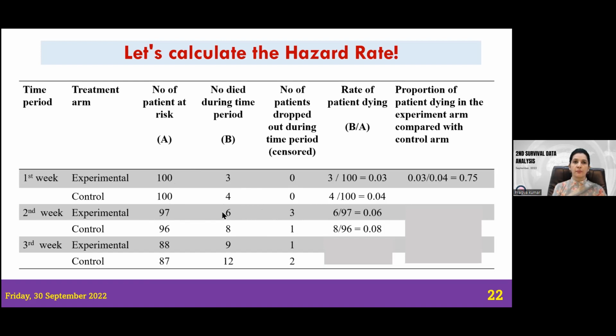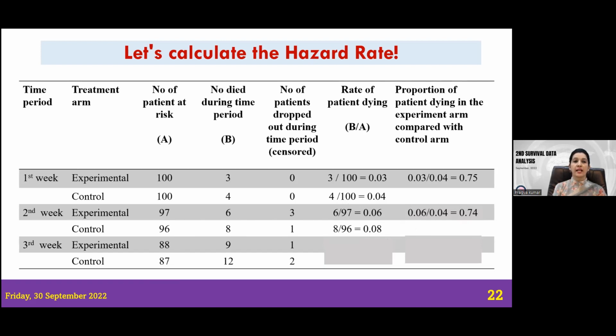So the number of people will be 97 minus 6 plus 3. In this case, it will be 88 here. And in this case, if you see this 8 plus 1, we'll deduct it from 96, so it will be 87. Now, if I want to know the risk in this case, it will be 6 by 97, which is 0.06. And in the control arm, it will be 8 by 96, which is 0.08. So this is again 0.06 by 0.08.